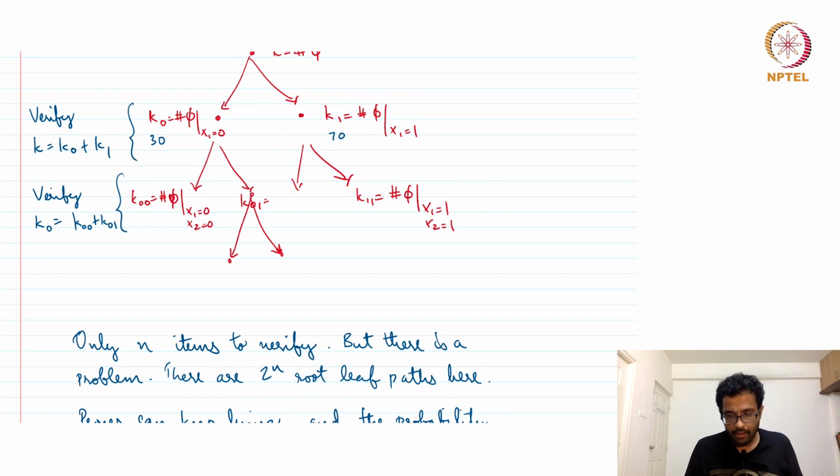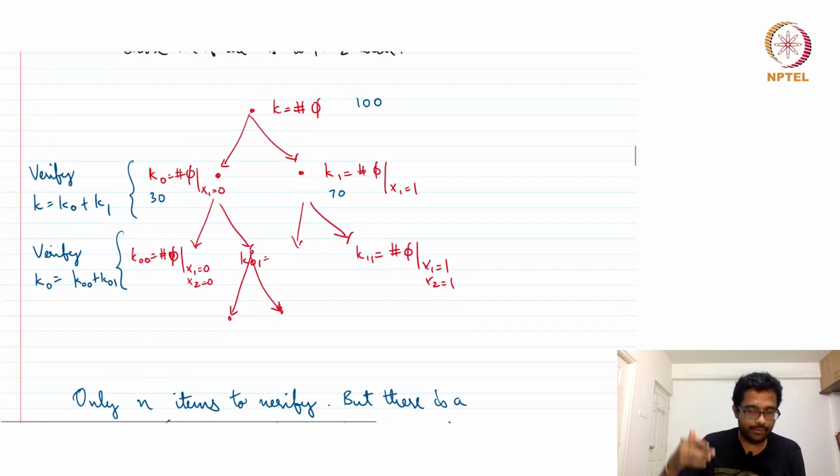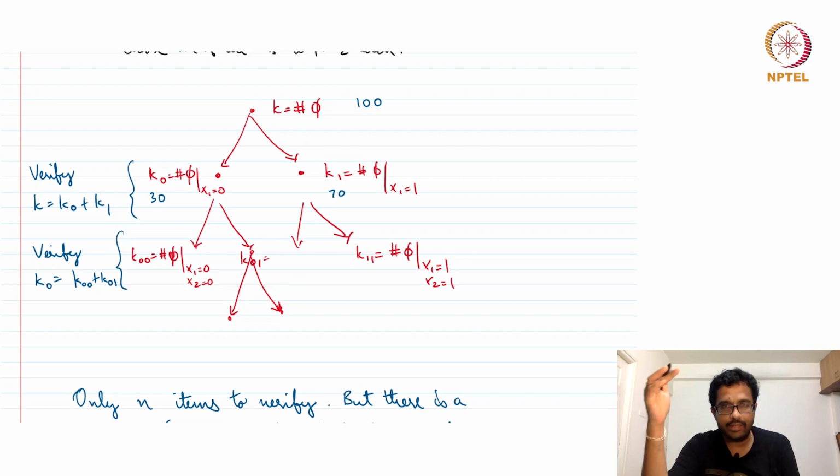Right, so this seems okay, because we don't have an explosion of paths. At every level we are only verifying one item. So there are n items, so there are maybe 2n rounds or something like that. But there is a small issue with this. If the prover is an honest prover and has the correct thing to verify, k being the actual number of satisfying assignments, then it's all fine.